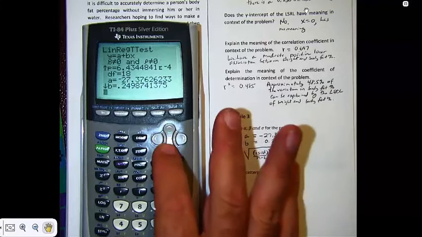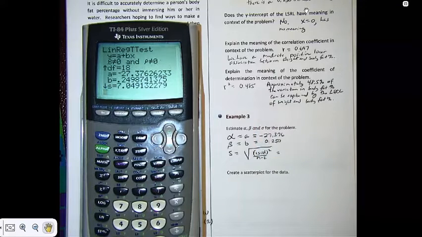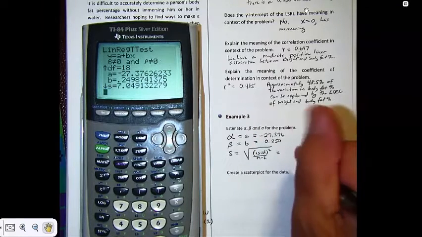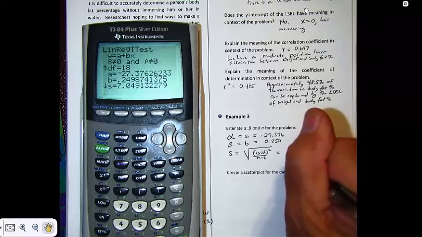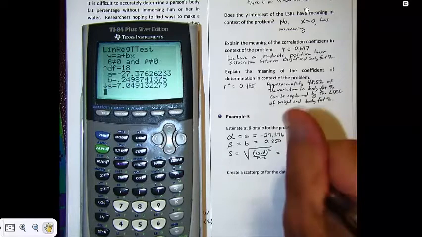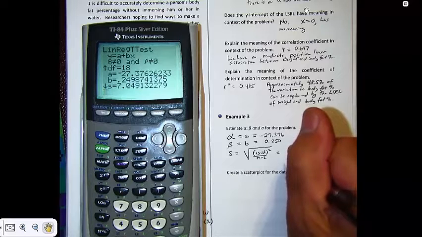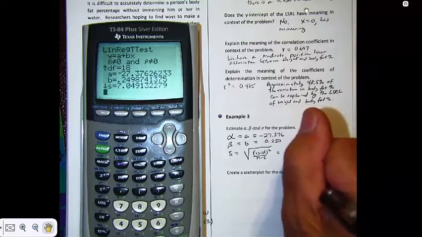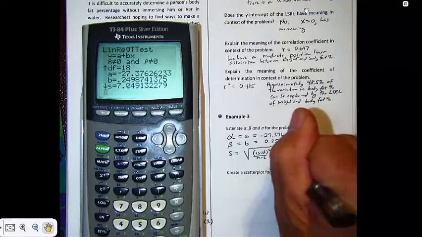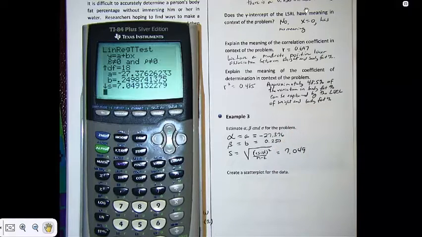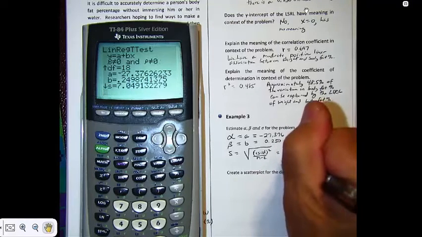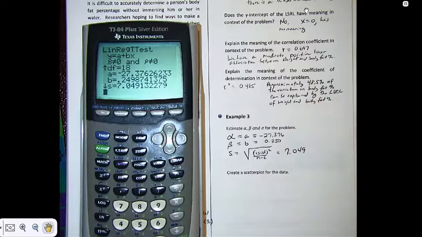And then the standard deviation of our model: if we square the residuals and divide by n minus 2 and take the square root of that, it's kind of like taking the variance and taking the square root of the variance to get the standard deviation. We get a standard deviation of 7.049. The standard deviation really represents how far on average each of those points are away from the least squares regression line. Some of them have positive deviations, some have negative deviations, but recall if I summed up the deviations, they'd all be 0.